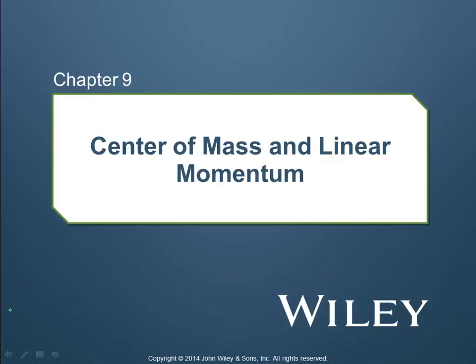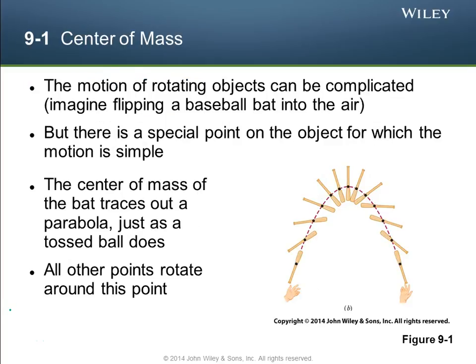In this video, we're going to take a look at Chapter 9, Center of Mass and Linear Momentum. So first, the reason that we deal with the center of mass is oftentimes the motion of rotating objects can be complicated. So as pictured here, imagine a bat flying through the air, but it's also rotating as it's flying. And so looking at any one particle on that bat, it would be kind of complicated to describe its motion.